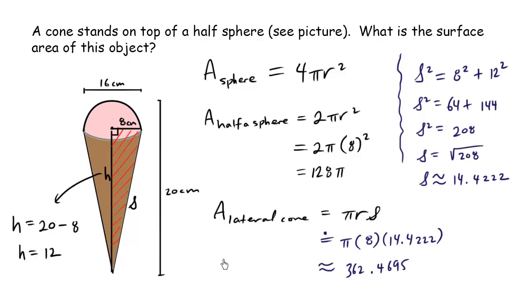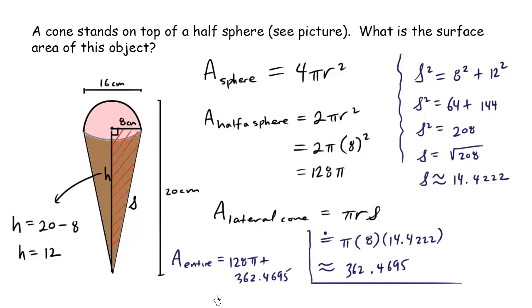And so what is the surface area of this entire object? The area of the entire object is equal to the area of the half sphere, which is 128 pi, plus the area of the lateral cone, which happens to be 362.4695. And then using your calculator, this is approximately equal to 764.6 centimeters squared.